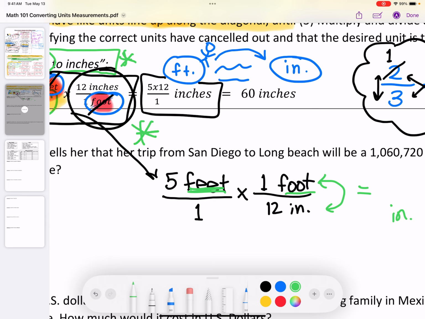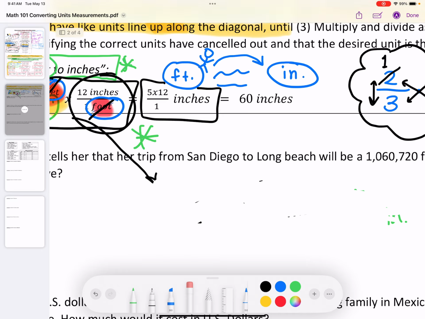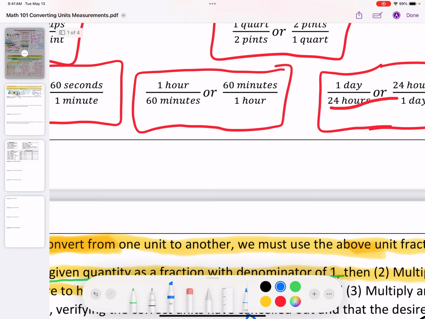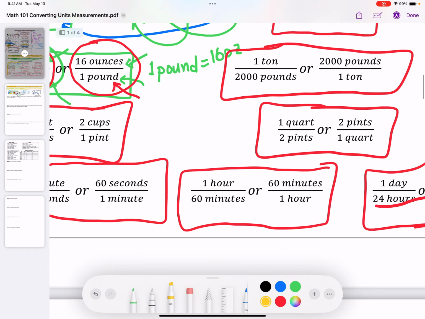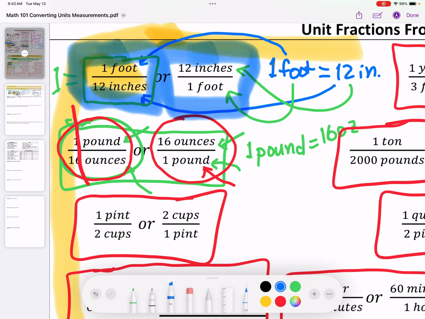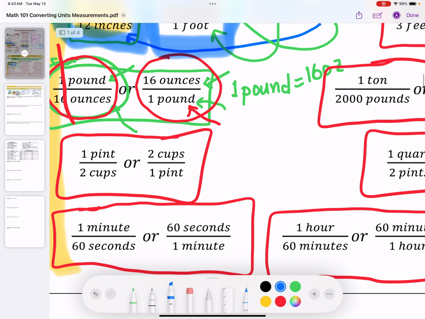So that's what you really need to look for, and that's how you know which of the unit fractions you need to use. Because as we saw in that box above, let's see. Sorry, I may be over-explaining this. Between these two, you've got 1 foot is 12 inches, 12 inches is 1 foot. Those are both the same conversion, but there are two options. You can change the numerator and denominator, but that's how you know which one to use.